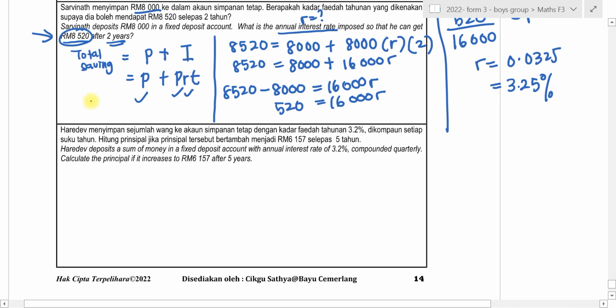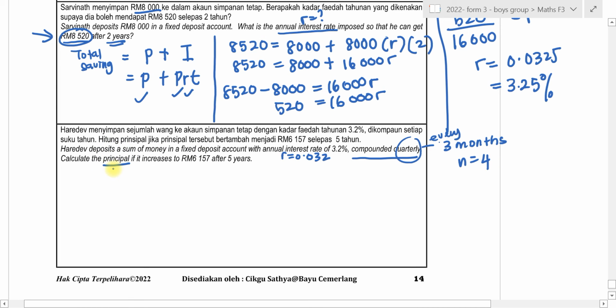Okay, next question. Haridev deposits a sum of money in a fixed deposit account with an annual interest rate of 3.2%. So R equals 0.032, compounded quarterly. Quarterly means 1 over 4 times 12 is 3 months. So every 3 months means your n equals 4, because 3 times 4 is 12.